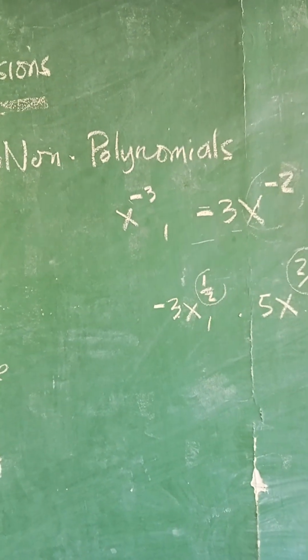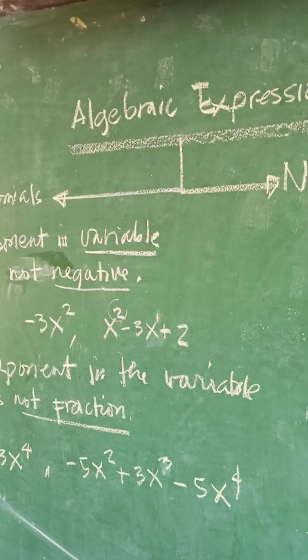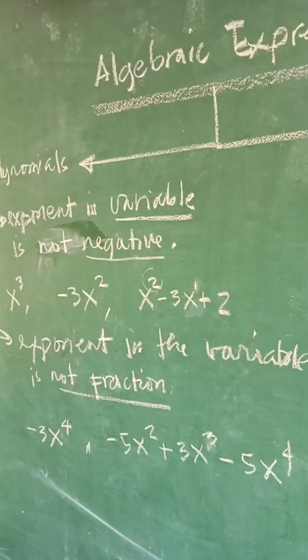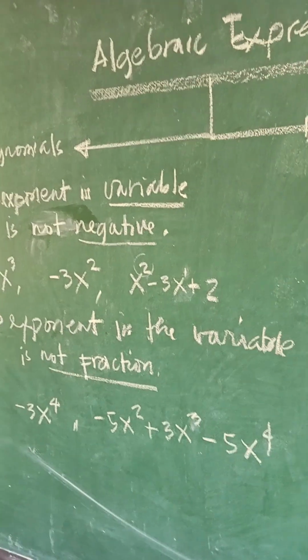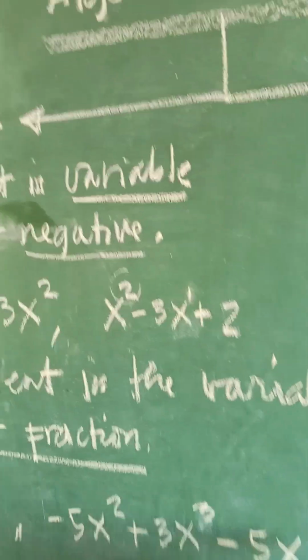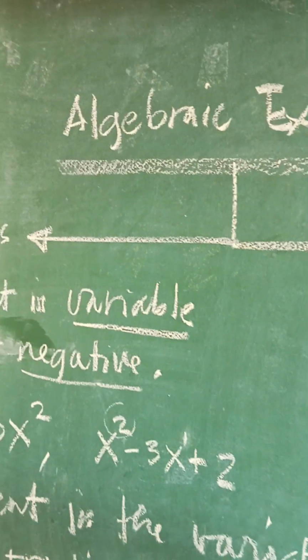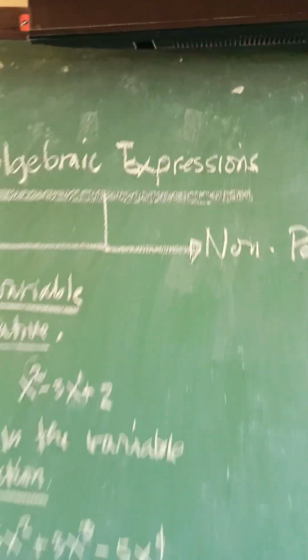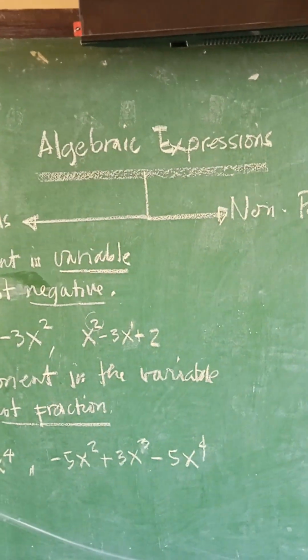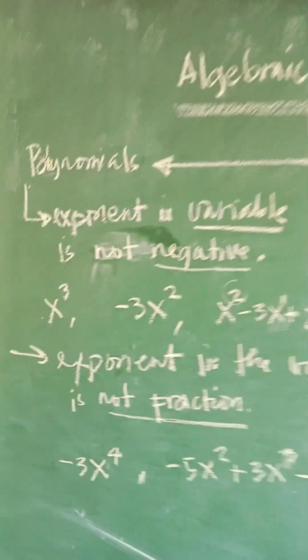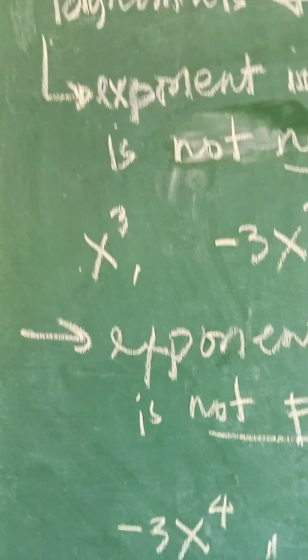So I hope you can see the difference now, between the second characteristic or concept of polynomial, where the exponent in the variable is not a fraction. So again, either the exponent is a fraction, which is considered non-polynomial, or not a fraction, which is polynomial. All in all, we call them algebraic expressions. So I hope it is clear now, to illustrate the second characteristic or concept of polynomial.